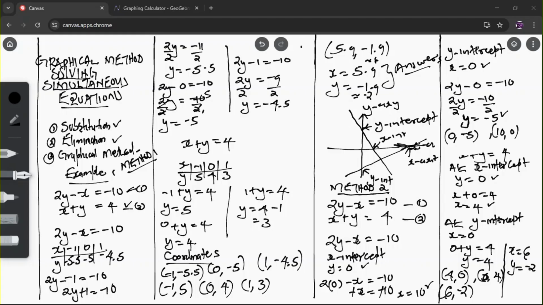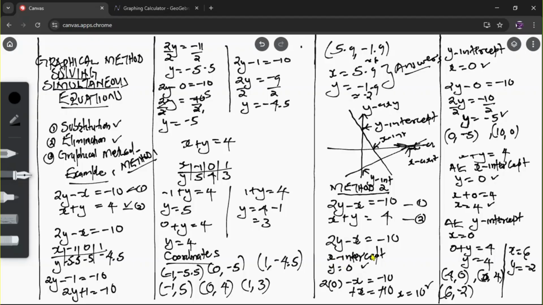It's a graphical method of solving simultaneous equation. You can see we have used our graph to solve the problem here. So this is what you have. You can pause, then you observe what you've done here. This is method 1. Method 1 is here. Then you're having method 2. So you can be able to follow this.